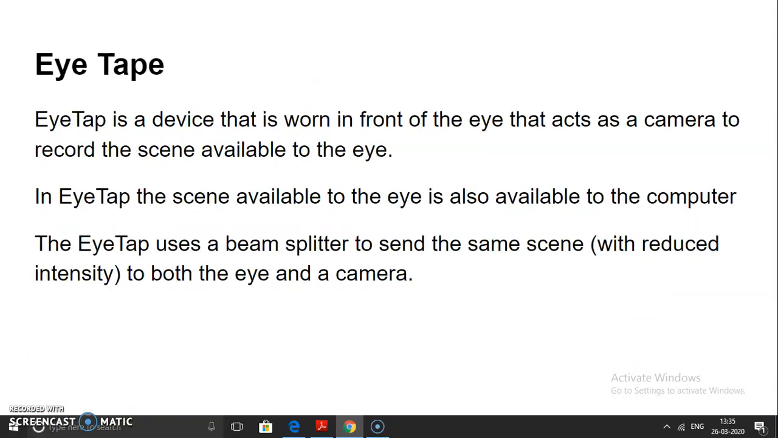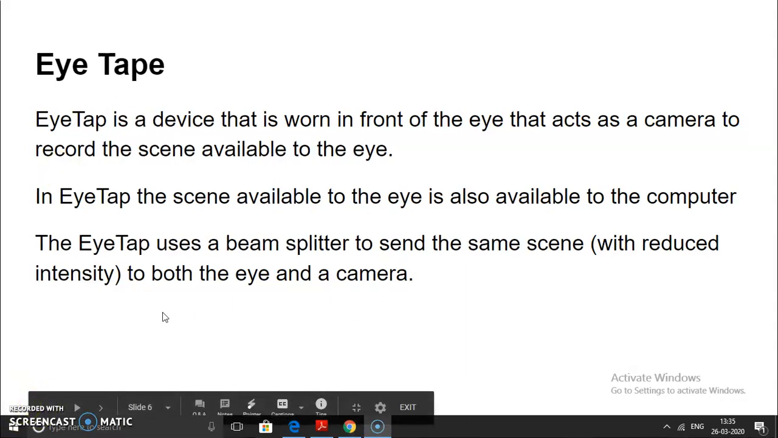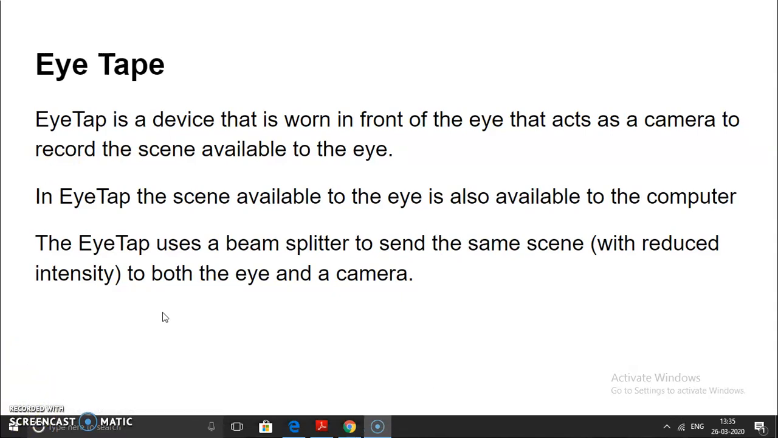Now in the second type, we will check eye tape. Eye tape is a kind of wearable device. In eye tape, the device shows the image to both eyes as well as to the computer. At the same time, it shows the image to two elements. Why is it possible? It is possible because of the beam splitter. Eye tape uses a beam splitter to send the same thing to both the eye and the camera.